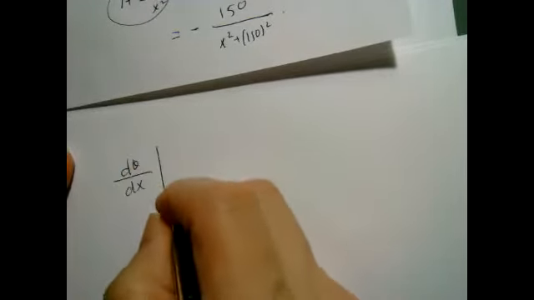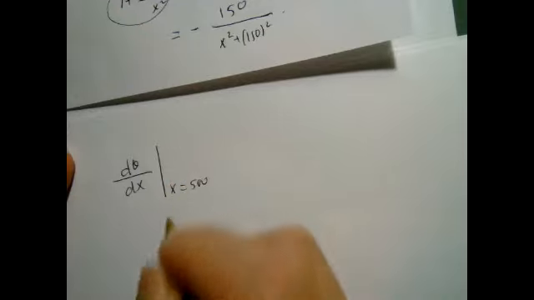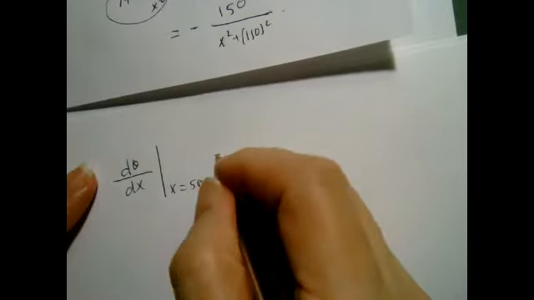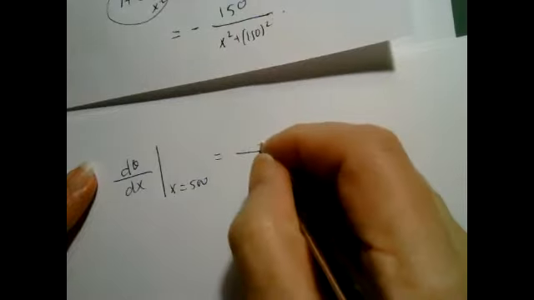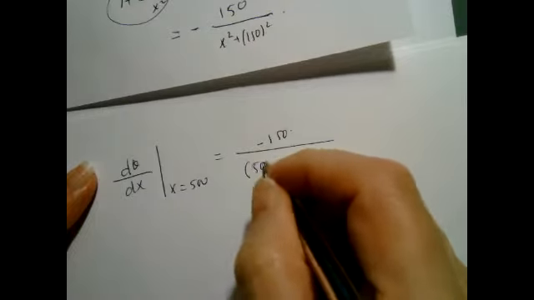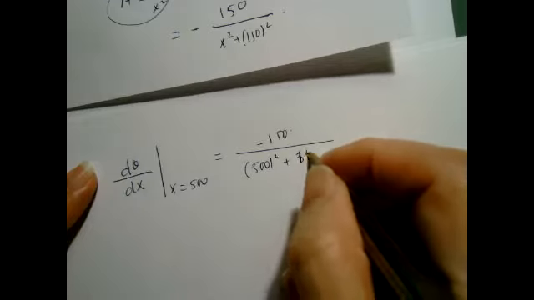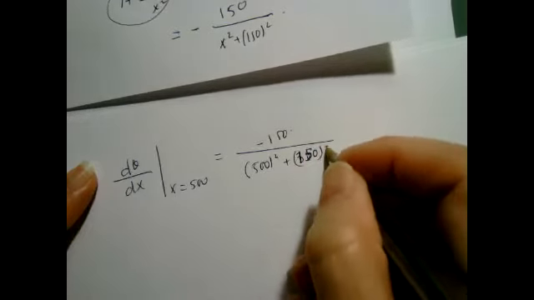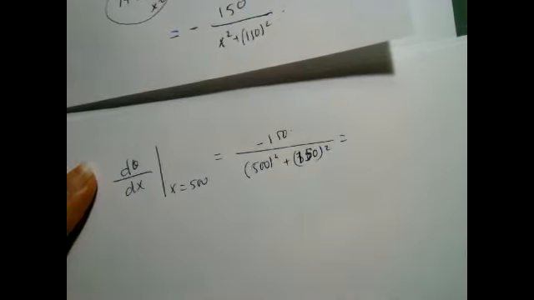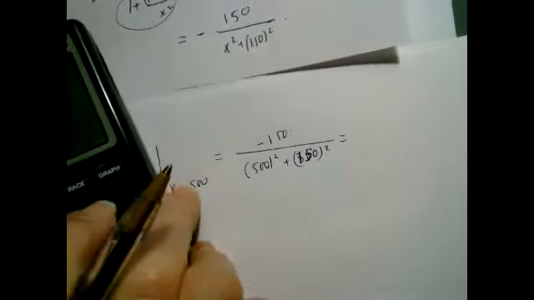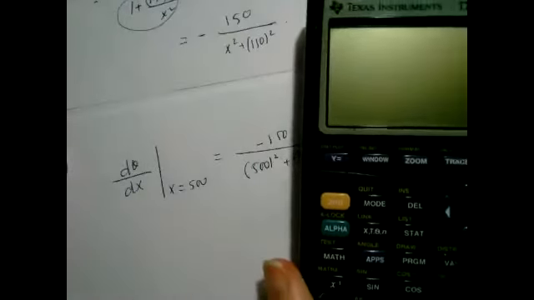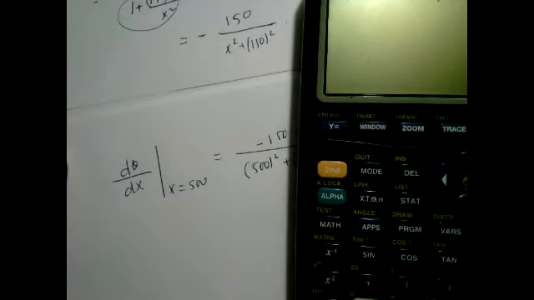Okay. And they want me to find dθ/dx at the specific value of 500. So this really means I need to substitute 500 for x. So instead of x here, 500 squared plus 150 squared. And now we just have to pick up the calculator and compute that number. Did anybody manage to compute that? So I don't know. So it's minus 150.